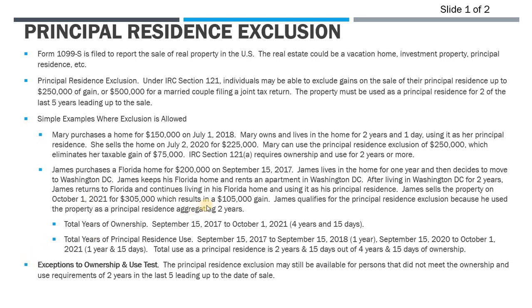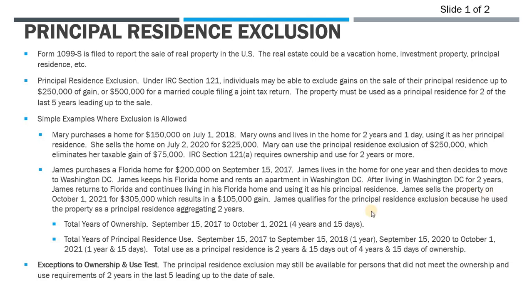Now, what happens if the use period splits up a bit? Let's look at James. James buys a house in Florida for $200,000 in September 2017. He lives in the home for a year, and then he decides, well, I want to move to Washington, D.C., let's say for personal reasons. And so James keeps his house in Florida, and he rents an apartment in Washington. He still owns the Florida home. Now, after he lived in D.C. for 2 years, he decided, well, I'm going to move back to Florida, and now I'm going to continue living in this Florida house and start using it as my principal residence again, right? So for 2 years, that Florida home is vacant.